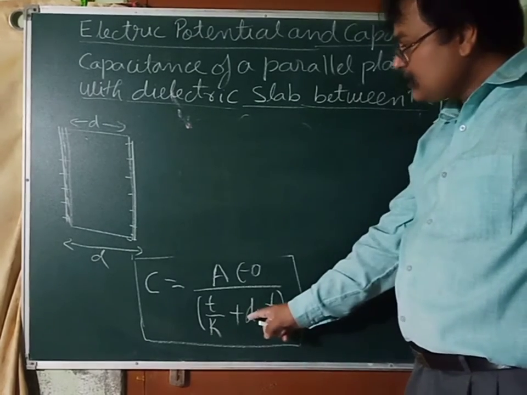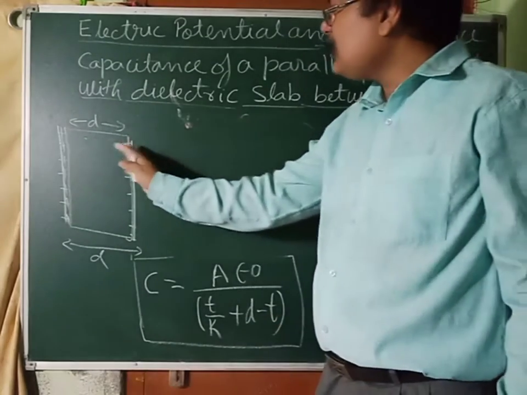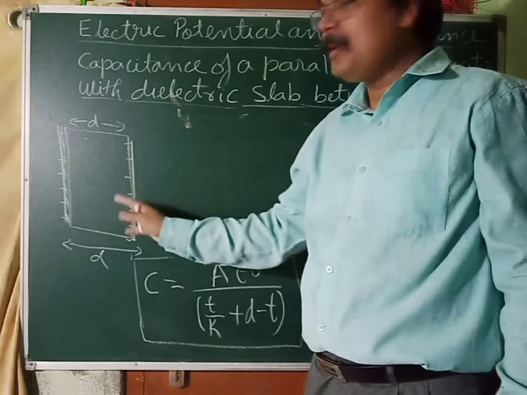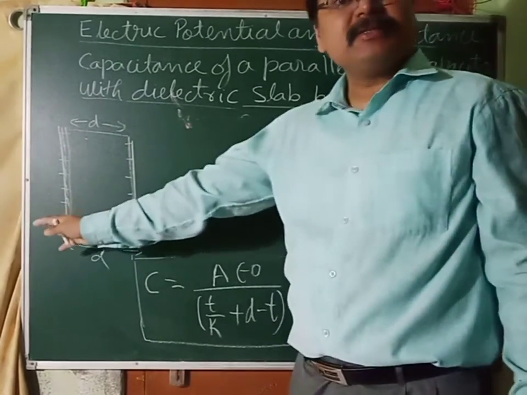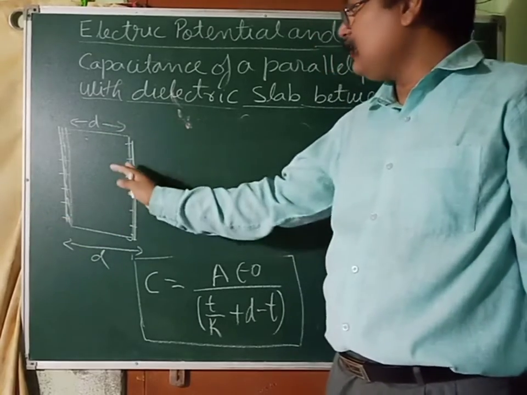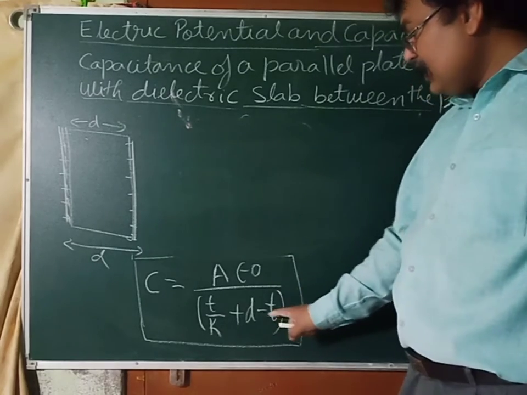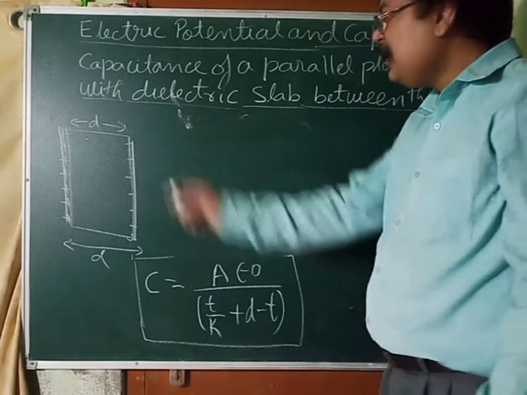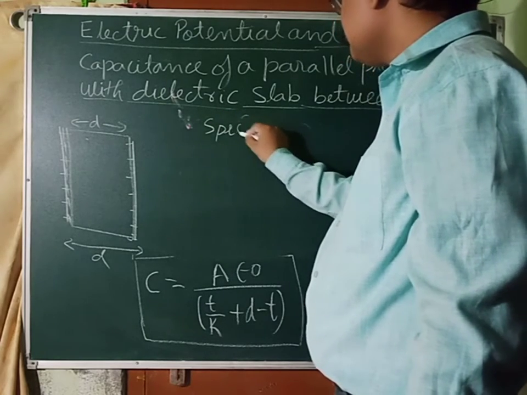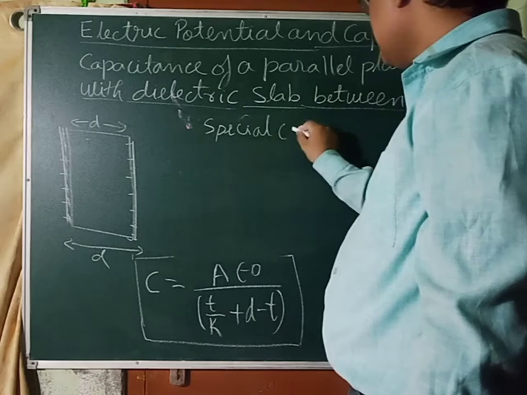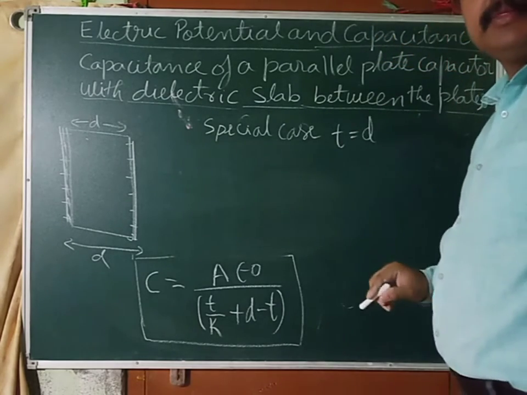Now the thickness of the slab was T. Now suppose we fill this whole gap between the plates with a dielectric slab of thickness D. The separation between the plates is D, as well as the thickness of the dielectric slab is also D. Then what will happen? Let's see. We can place D at the place of T. So it is a special case when T is equal to D. Then let's see what we are going to get.